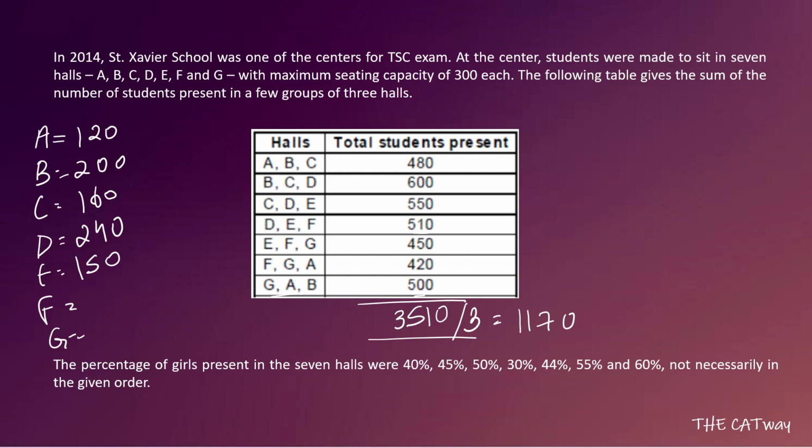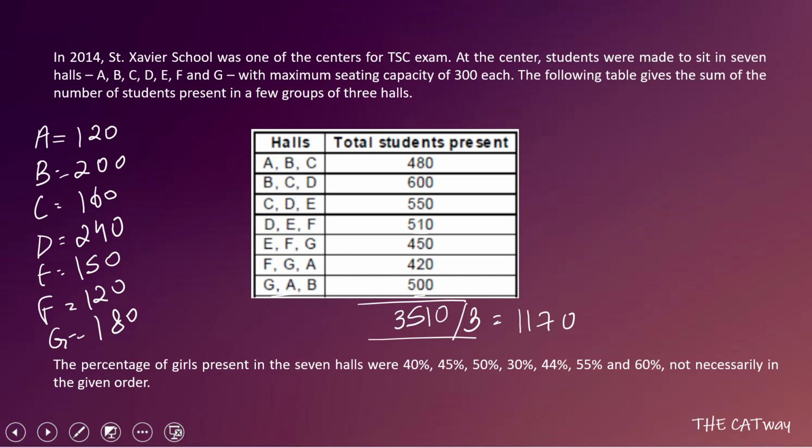Coming to F, we need GAB, that is 500, and we need CDE. So 1050. We will be left with 120. For G, we need ABC and DEF, 510 and 480, 990. Left is 180. So now we have the number of students in each of the halls individually.